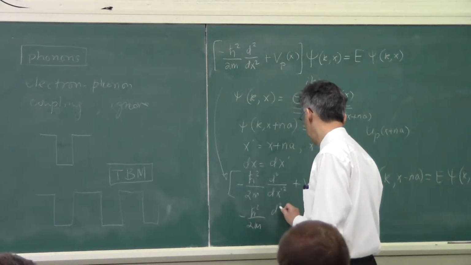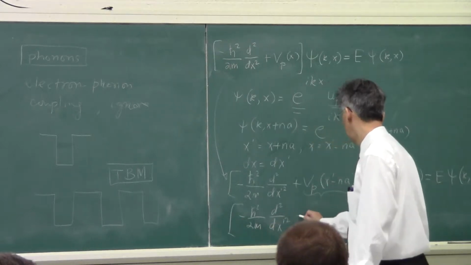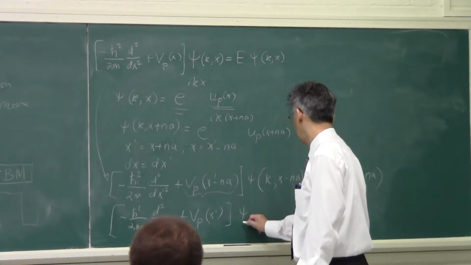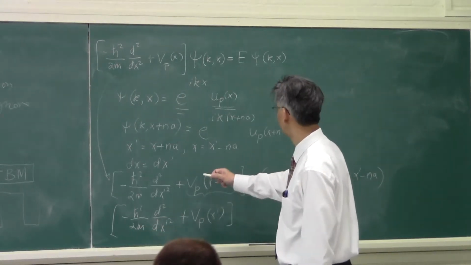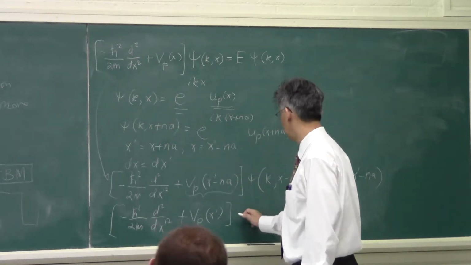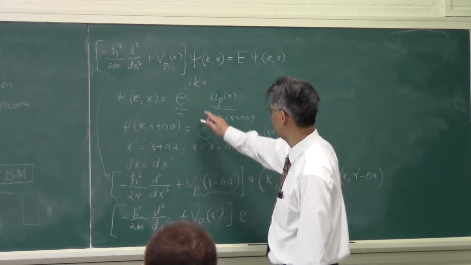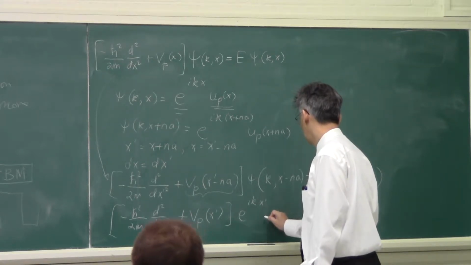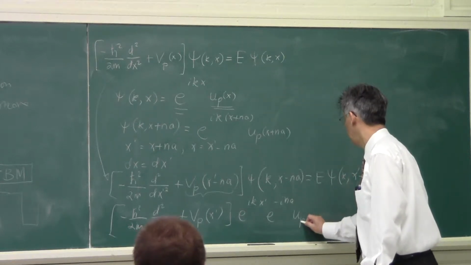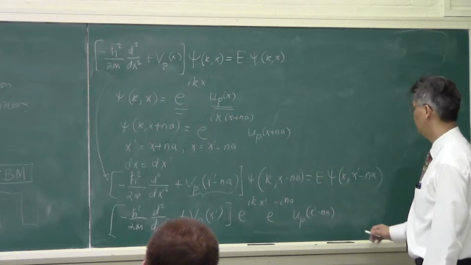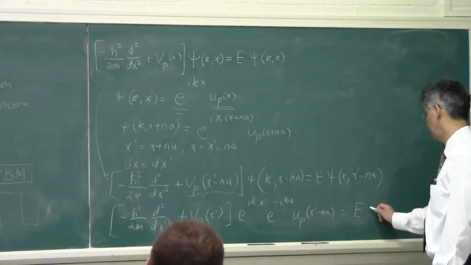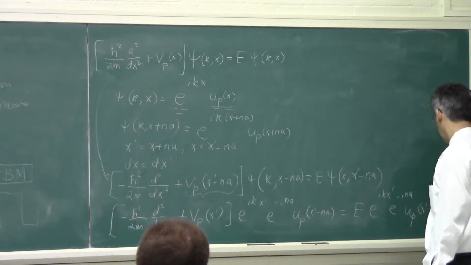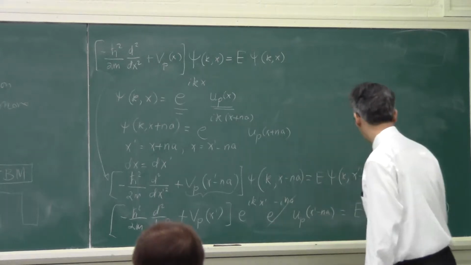So what I should have in the next line is that the equation I have is something of this form, with V_p(x prime), because this is itself again. And if I were to substitute this in, if I put x prime minus na instead of x here, I would get something like e^{ikx'} e^{-ikna} u_p(x' minus na), which is equal to e^{ikx'} e^{-ikna} u_p(x' minus na). Okay, you can see that I can cancel this constant out.